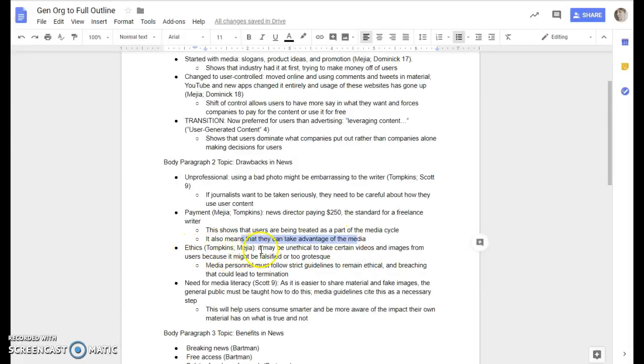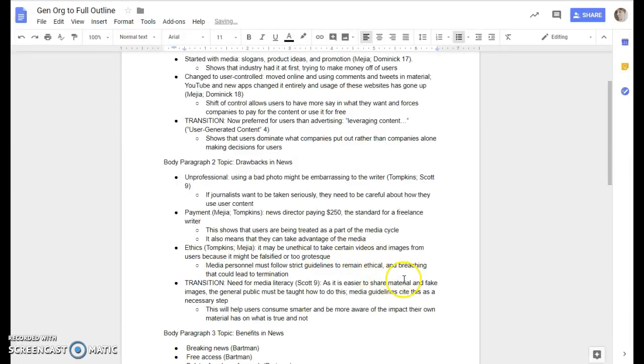There's also the ethical issue that it might be unethical to take certain videos and images from users. It might be falsified, too grotesque. Perhaps it's going to be evidence for court and then it's inadmissible. They really have to consider their ethics. So they have to follow strict guidelines to remain ethical and avoid possibly losing their job due to ethics. The need for media literacy, you'll notice that these are different from these three. So again, I might put right here, transition, right?